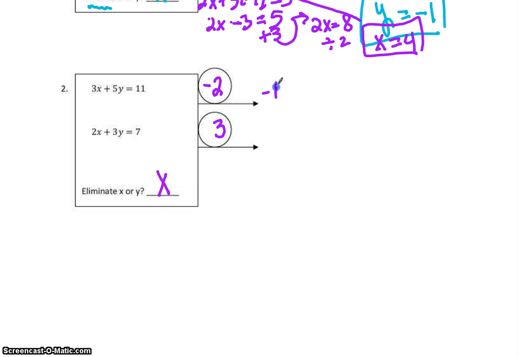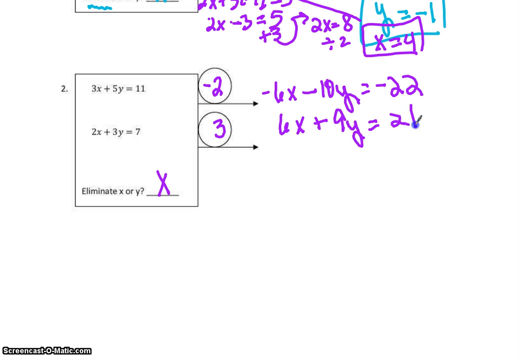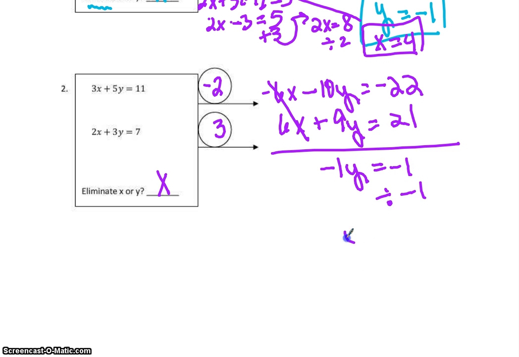3x times negative 2 is negative 6x, minus 10y equals negative 22. For the second one, 2x times 3 is 6x, plus, not 18, 3 times 3 is 9. So that's going to be 6x plus 9y is equal to 21. Draw a line and combine. My x's cancel. Negative 10 plus 9 is negative 1y. Negative 22 plus 21 is negative 1. So you're going to divide by negative 1, and you get y is equal to 1.